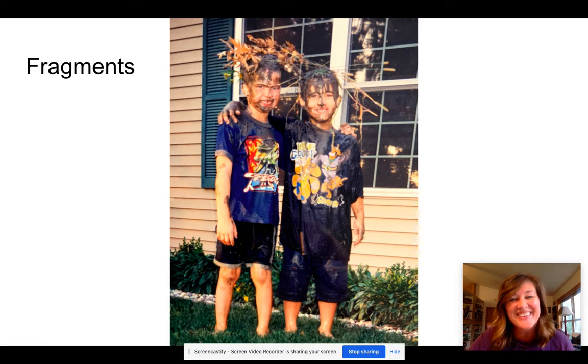It's a fragment. Look at those boys covered in mud and leaves. And this is Cousin Chase. And you can stick two fragments together and they're still going to be fragments. It's still an error. You can't leave dependent clauses alone.